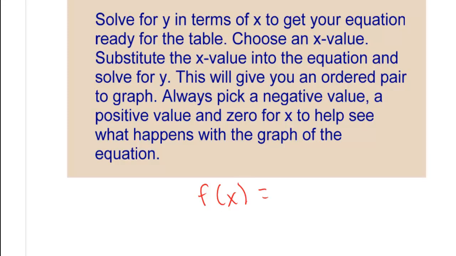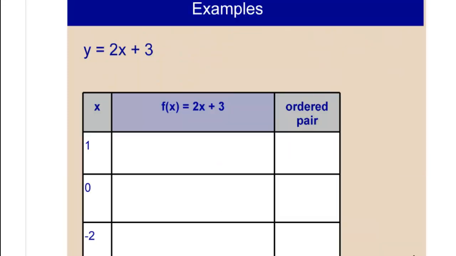This will always give you an ordered pair to graph, and you always want to pick a negative value, a positive value, and 0 for x to help you see what happens with the graph of the equation. So we want to see what happens on the positive side of the x-axis as well as the negative side of the x-axis, as well as when the graph crosses x equals 0. Let's look at an example.